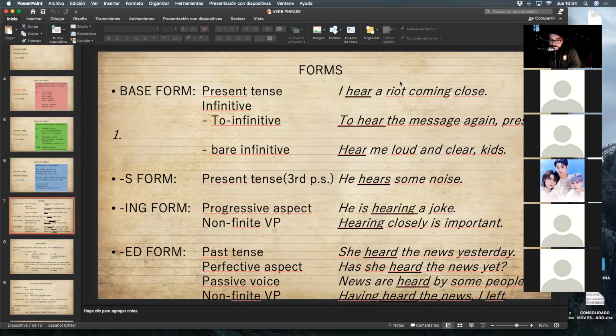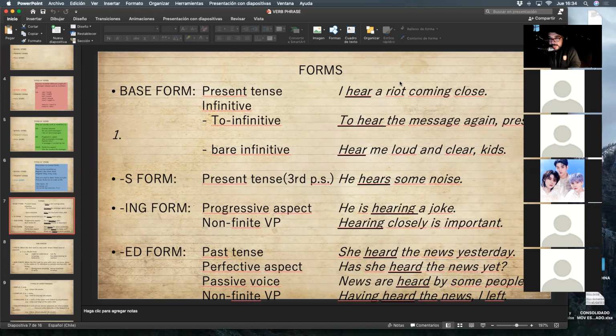The S form is when we inflect a main verb or a lexical verb with a bound morpheme Z2. Therefore, you have these S form verbs, and they are used to represent the third person singular, right?